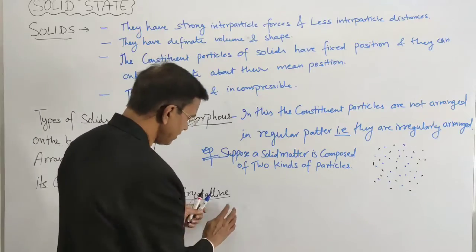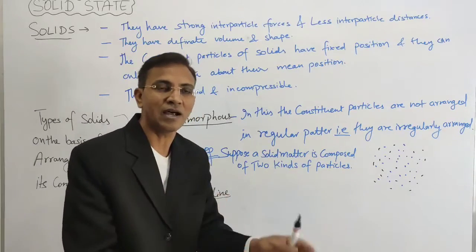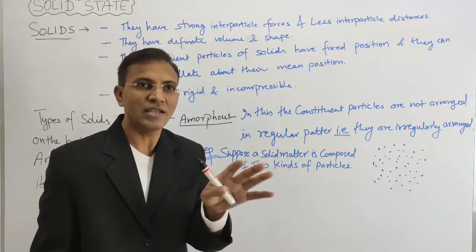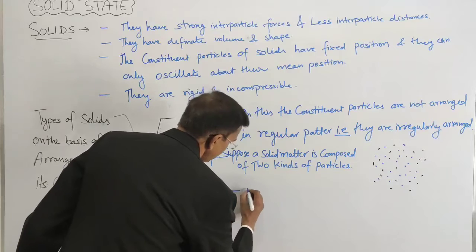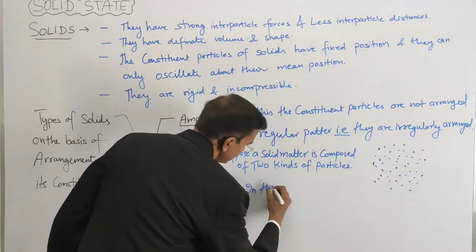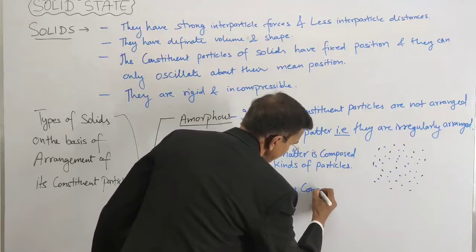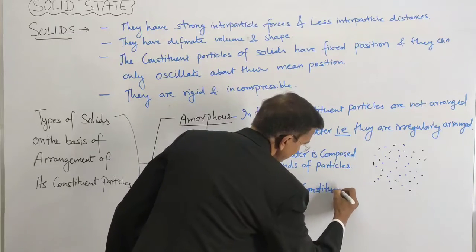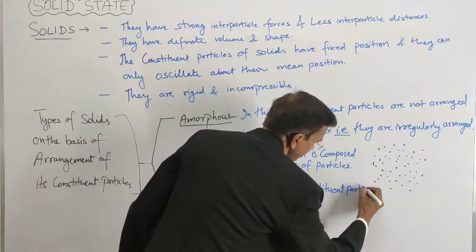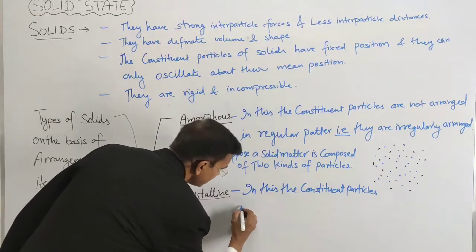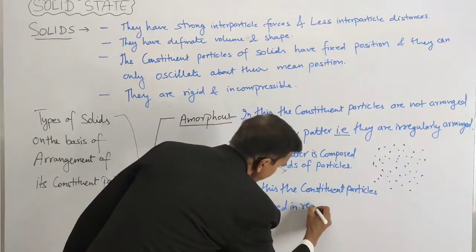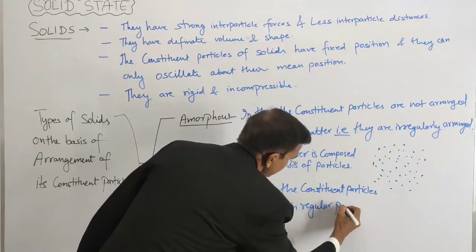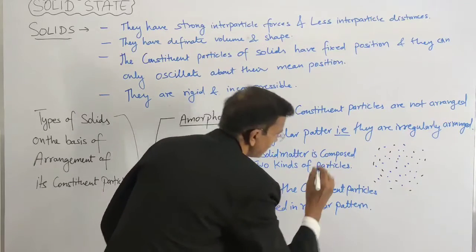Right? Now here the crystalline, in which the constituent particles are regularly arranged, means in a regular, fixed pattern. In this, the constituent particles are arranged in a regular pattern. Right?